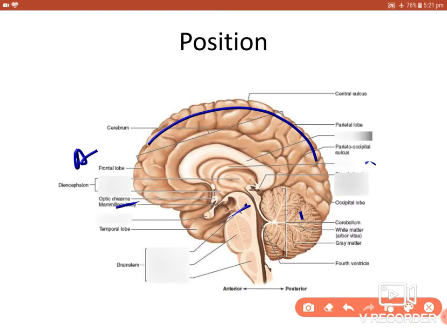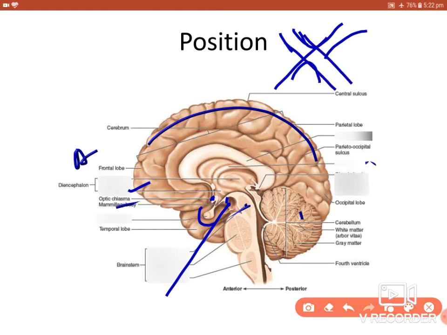Anterior to the pituitary, you can see the optic chiasma. Posteriorly you can see the mammillary bodies. The optic chiasma is where the optic nerves cross, forming the crossing of the nerves. The mammillary bodies are paired nodular structures that form part of the limbic system, which is part of reflective memory.